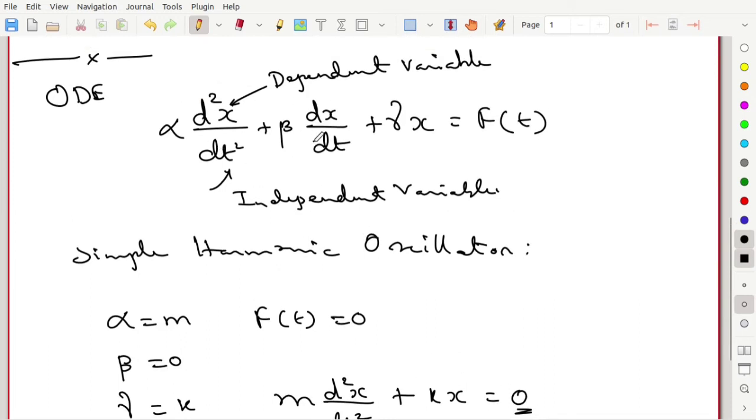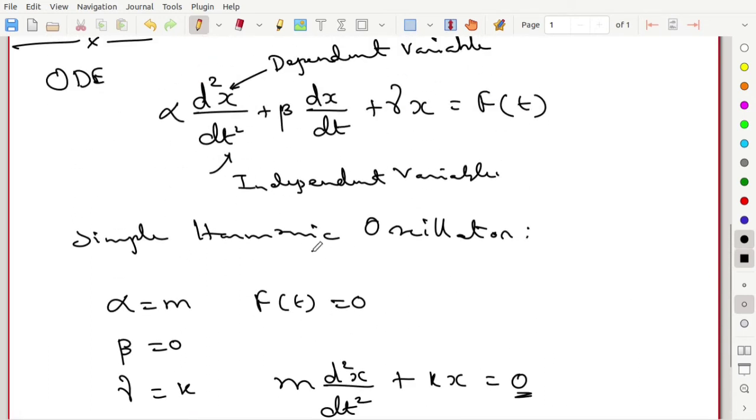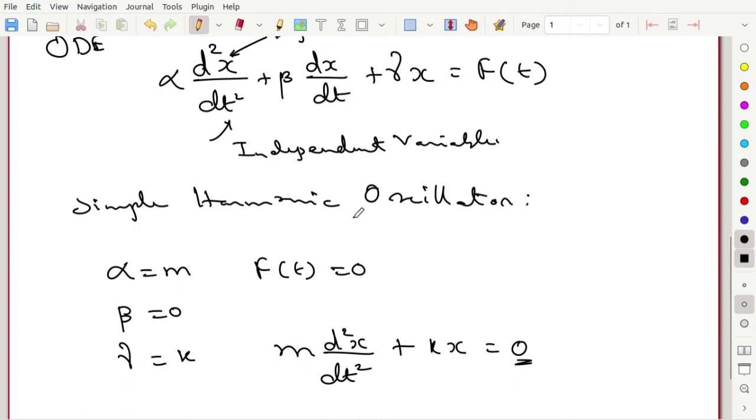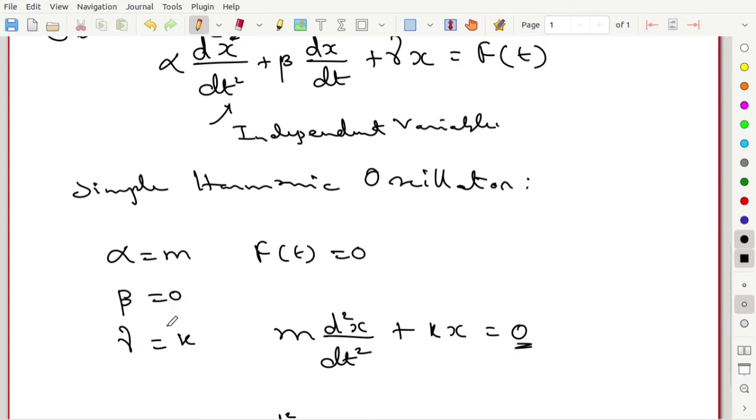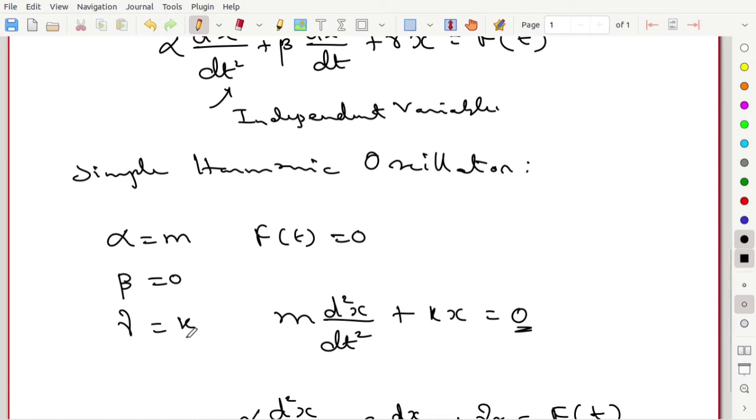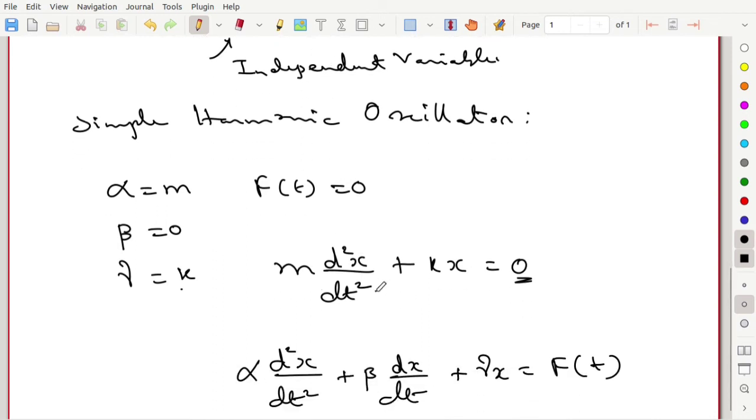We can construct a simple harmonic oscillator from this general equation by a particular choice of alpha, beta and gamma. If we choose alpha equal to m, the mass of the system, beta equal to 0, the damping coefficient equal to 0, gamma equal to k, the force constant, and f of t equal to 0, it's a free simple harmonic oscillator. Then we end up with an equation of the form m d square x by dt square plus kx equal to 0. So this is a simple harmonic oscillator.